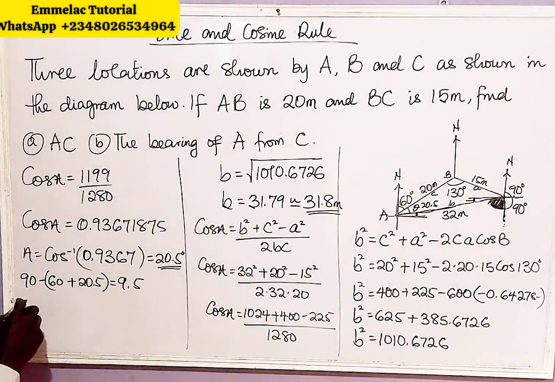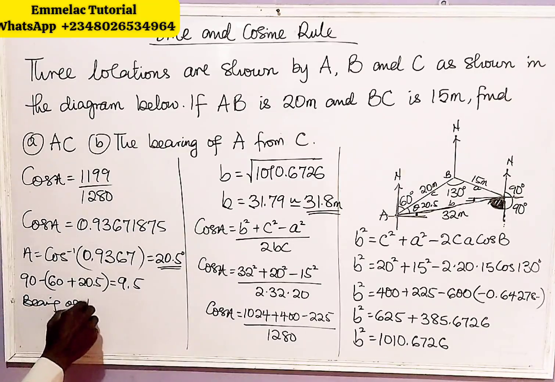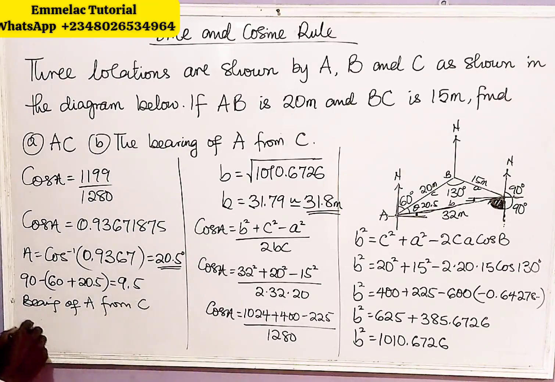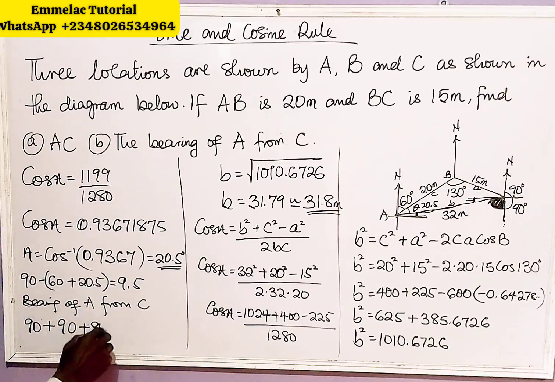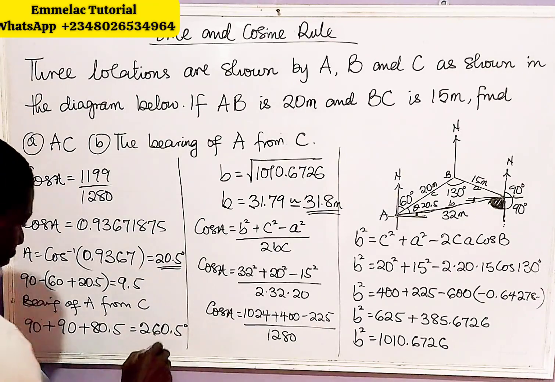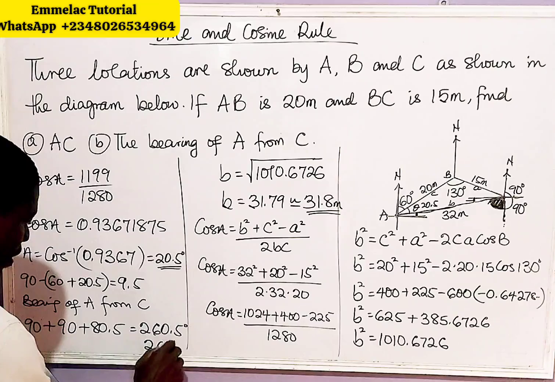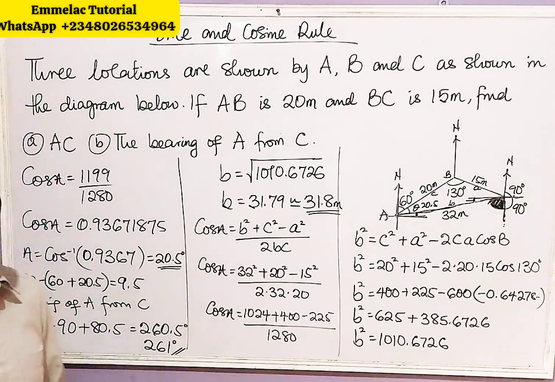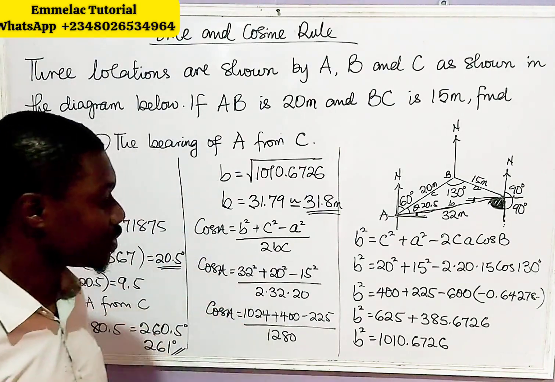Okay, so the bearing of A from C will then be 90 plus 90 plus 80.5. So this should give us 260.5, so approximately 261 degrees. Final answer.